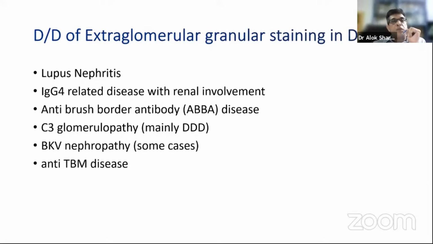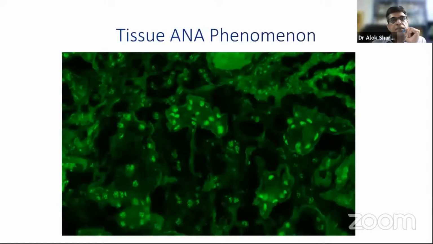The BKV nephropathy, which I just showed you, and there is a poorly defined entity of anti-TBM disease, which is an older description. Now, as we are gaining knowledge, these particular entities are being subdivided into many other forms. So this is the differential diagnosis of extraglomerular granular staining in DIF studies.